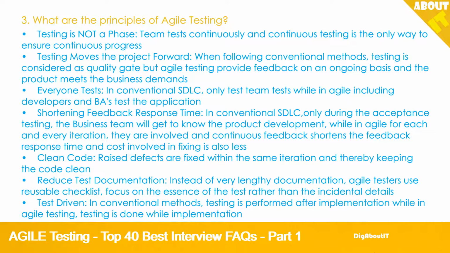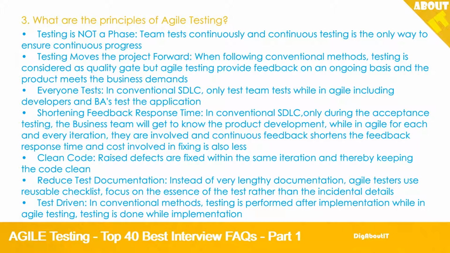3. What are the principles of Agile testing? Testing is not a phase. Team tests continuously, and continuous testing is the only way to ensure continuous progress. Testing moves the project forward. When following conventional methods, testing is considered a quality gate, but Agile testing provides feedback on an ongoing basis and the product meets the business demands.